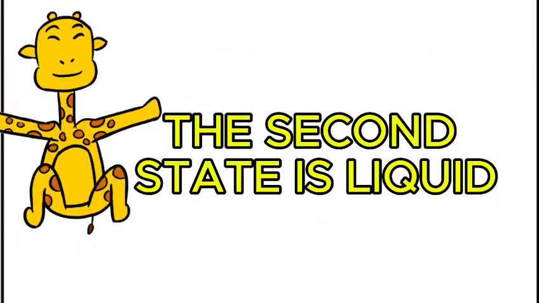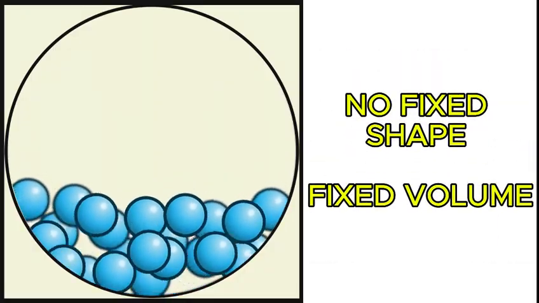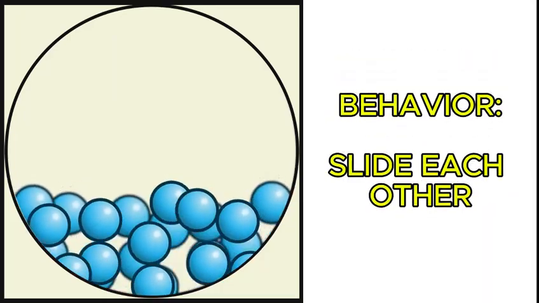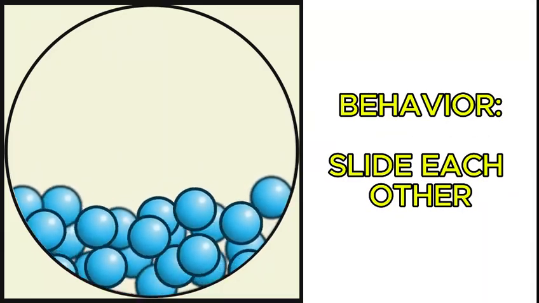The second state is liquid. These are the things that have no fixed shape but possess a fixed volume. The atoms slide past each other, that's why they don't have a fixed shape.